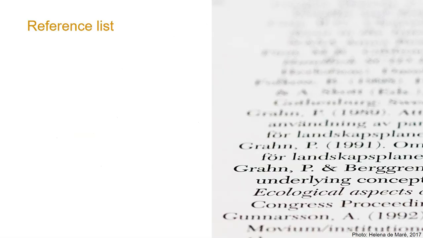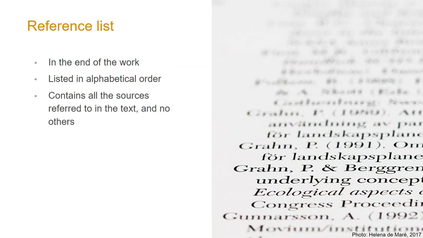So, what about the reference list? The reference list is located at the end of your work with the references in alphabetical order. The list should contain all the sources you have referred to in your text and no others.